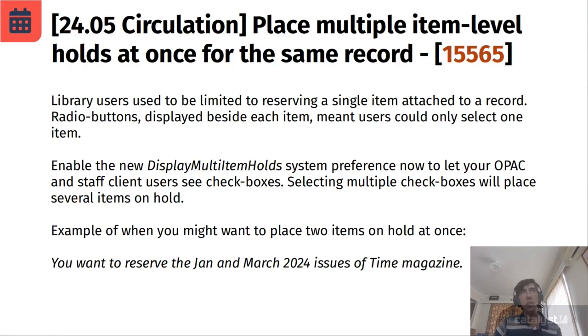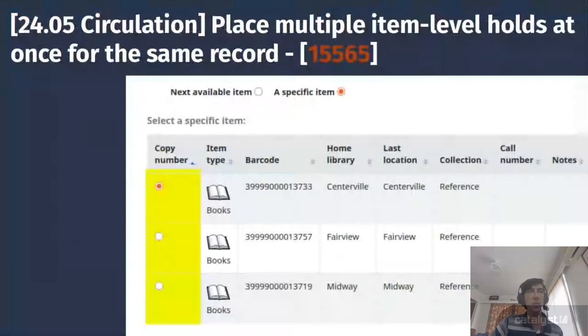Well, radio buttons were listed beside every item when you wanted to place a reserve. So if we look at the screenshot here, we can see the previous behavior before Koha 24.05. We had circular radio buttons. This means I can only tick one of these three items and actually place a reserve on that specific item. If I try and click on one of these other circles, the first one unselects. That's how radio buttons work. You can only have one selected at a time.